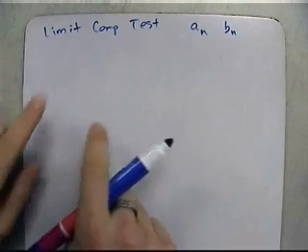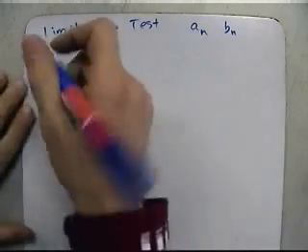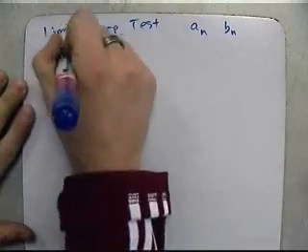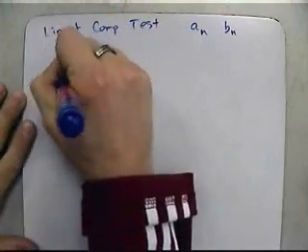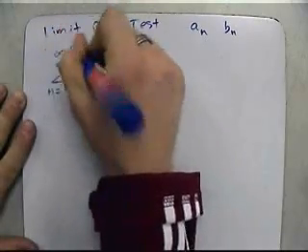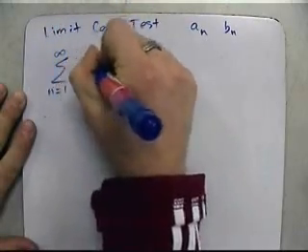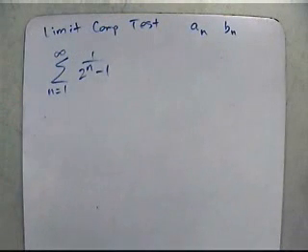Now, another way to go about it is what's called the limit comparison test. Let me show you one where you kind of have to do that. Let's do n goes from 1 to infinity, and let's do 1 over 2 to the n minus 1. We want to see if this series converges or diverges.